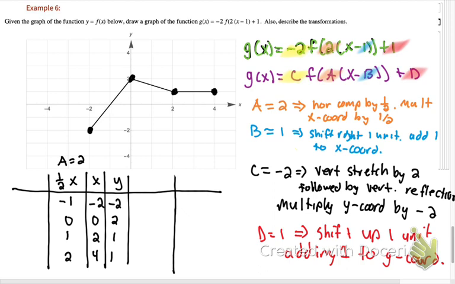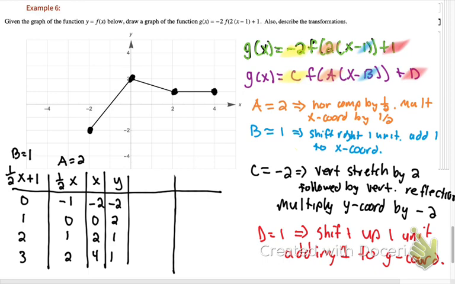And then b is equal to 1. So after we multiply x by 1/2, we add 1 to those x coordinates. So the last column would be the 1/2 x's that I just found plus 1. So I'd get 0, 1, 2, and 3. And that was the effect of b being +1.